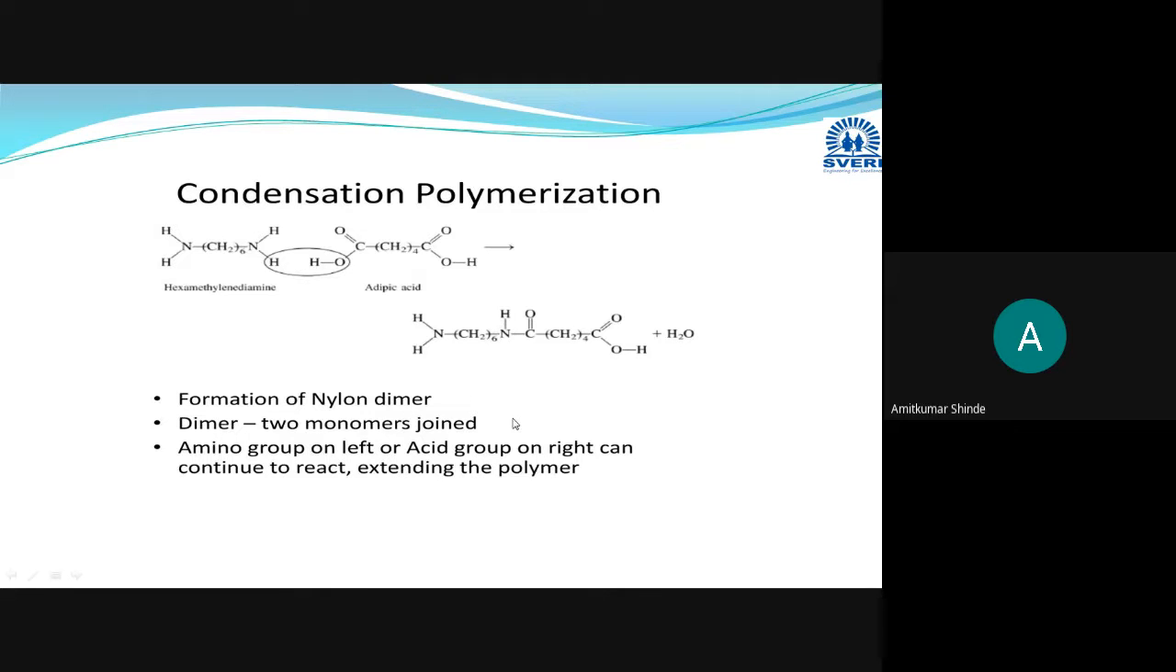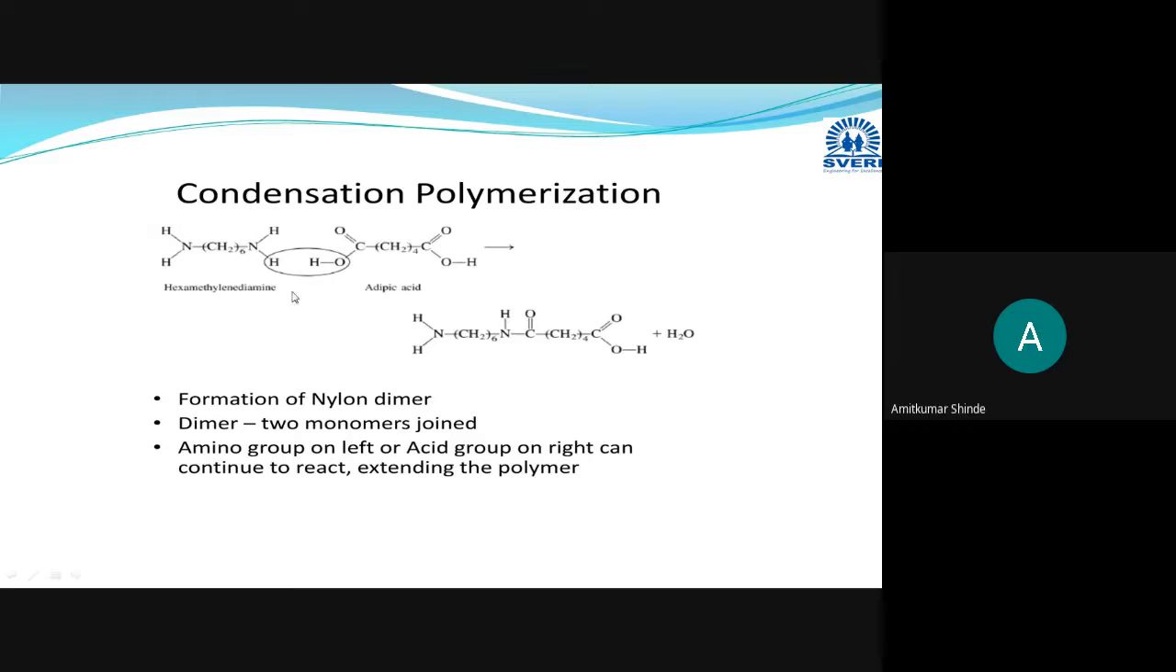different monomers. In the polymerization process, it is not necessary that the same kind of monomers should be joined to each other. Different kinds of monomers can also be joined, or they may also undergo the polymerization process and form the respective polymers. Here you can say that condensation polymerization is an example of that.